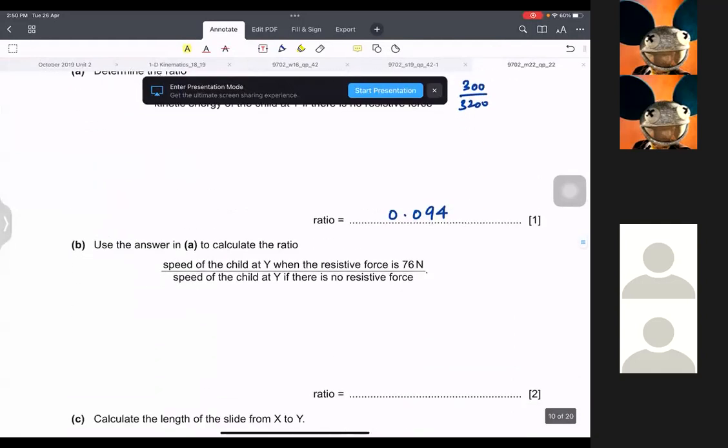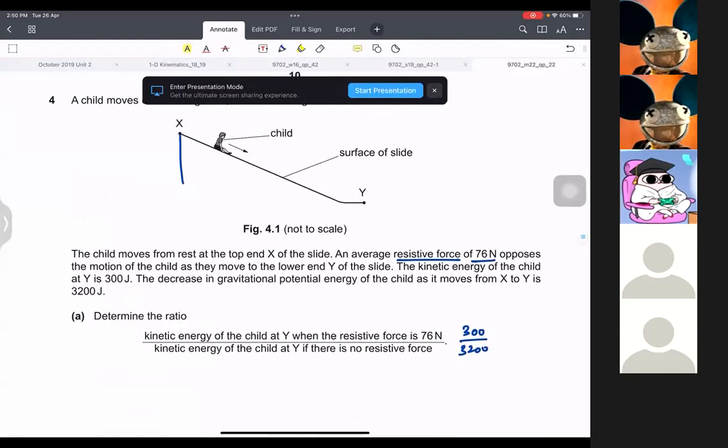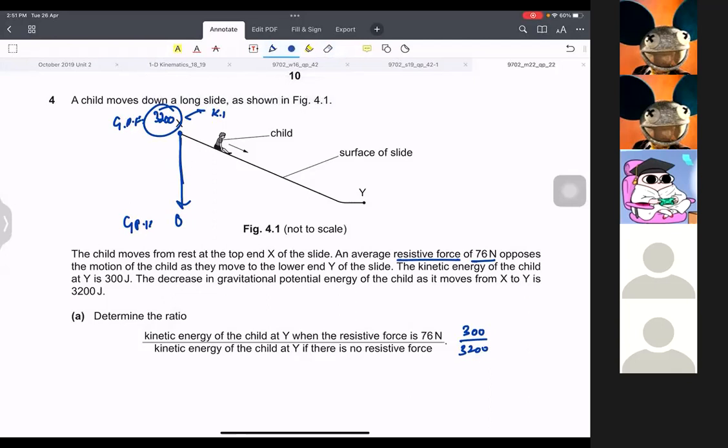All right. Now, use your answer in part A. Why would you subtract it? The total energy that it had was 3200 GPE, right? And if he goes from X to Y, he will have 0 GPE. Where is this going? Into kinetic energy and work against the resistive force, right? You agree? Yes. If there is no resistive force, then the whole amount will go to kinetic energy.